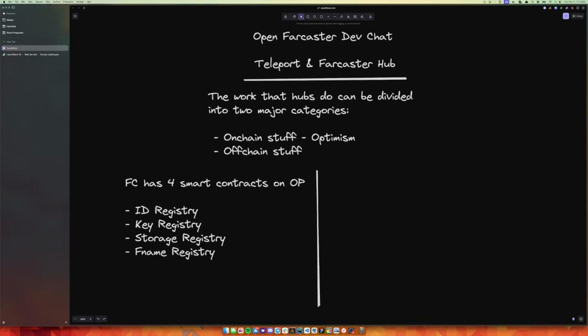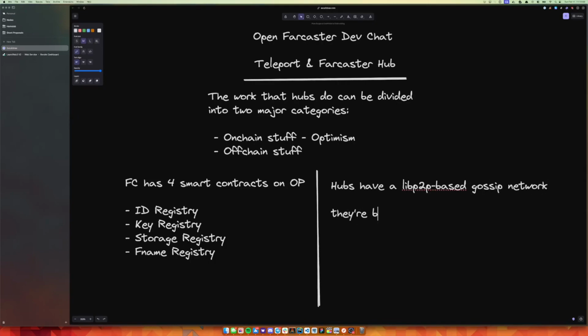But we won't go too much into that. So this is kind of like the four main contracts that we need to take care of. And then there's some off-chain stuff that is happening. And on the off-chain side, basically what happens is the hubs have a libp2p based gossip network that runs, and they're basically gossiping and sharing messages back and forth with each other.